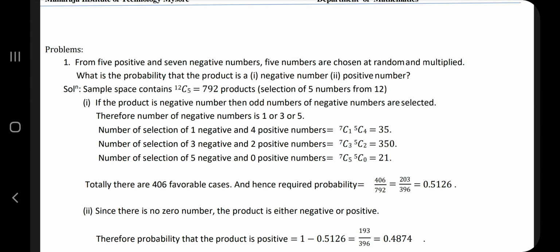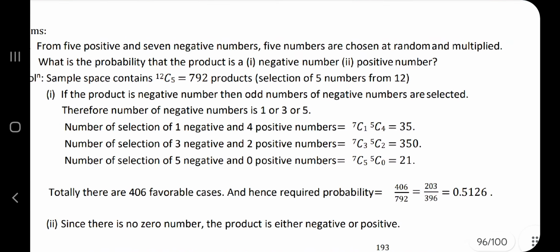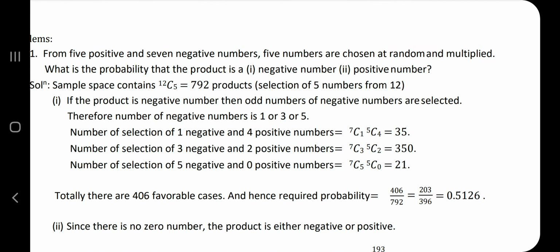Let's move on to the problems. In the problems I'll be discussing a few problems and how to solve them. All the problems are mixed here. Okay, observe carefully and read carefully what's happening. How many positive numbers are there? 5 positive numbers are there. Okay, and 7 negative numbers. How many negative numbers are there? 7 negative numbers are there. 5 numbers are chosen at random, meaning it can be either from this one or from this one or from both.